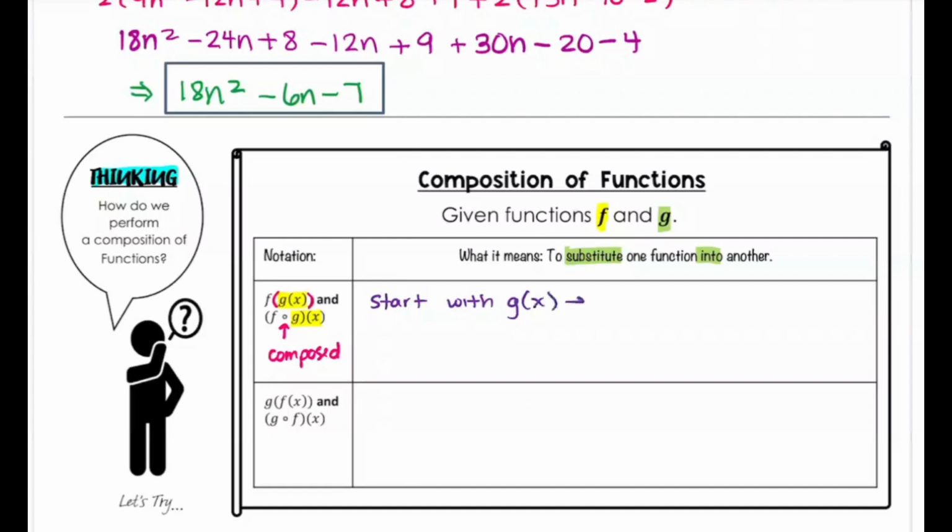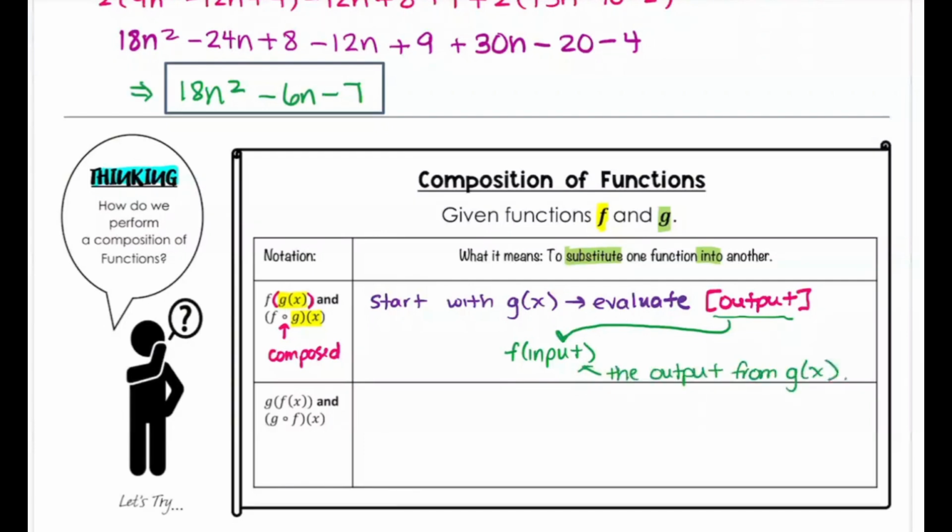And we need to evaluate g of x. So when we evaluate, we input something into the function and we end up getting an output. That output now becomes the input for the next function. And the process continues the more functions you have been composing.